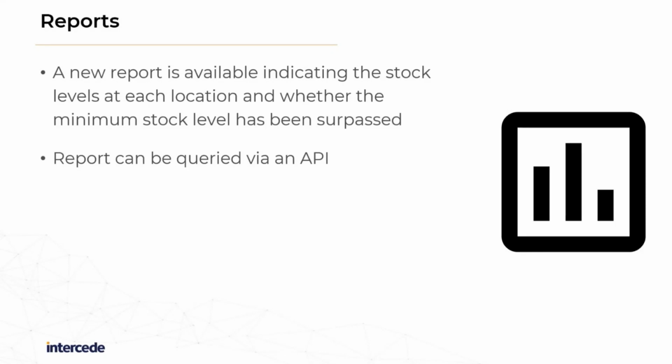MyID 12.7 has a number of reports within it for querying device stock and transfer requests. These are available via the reports menu and allow you to see things such as when the minimum stock level has been surpassed per location. These reports are also queryable via an API. Additionally, Project Designer can be configured to create more tailored reports for your needs.